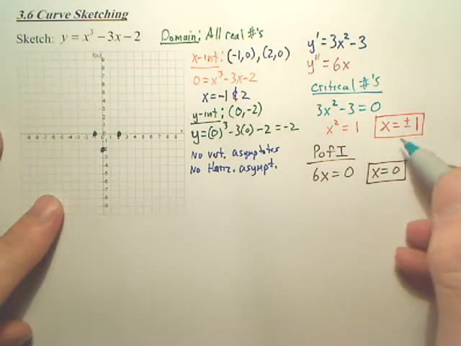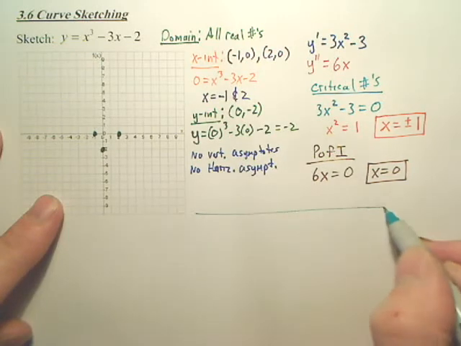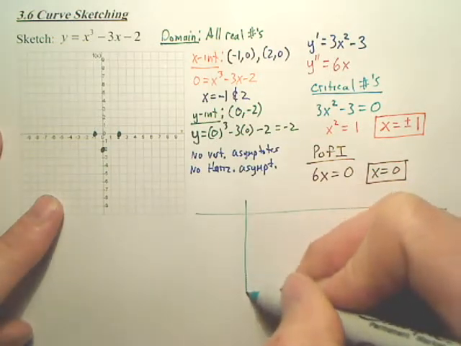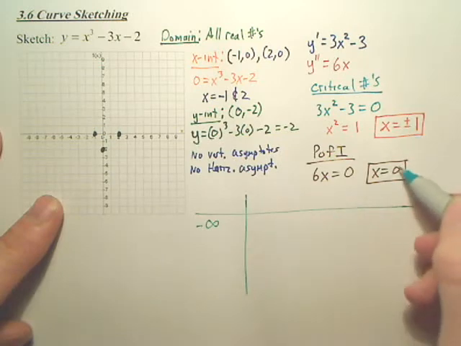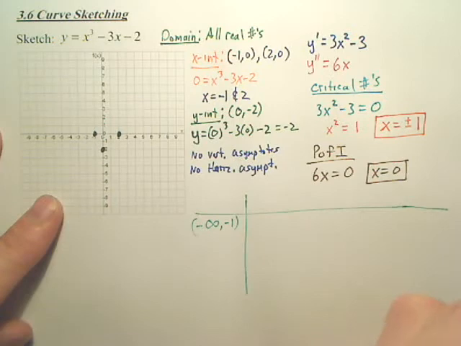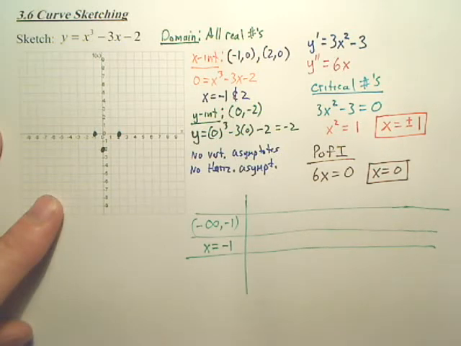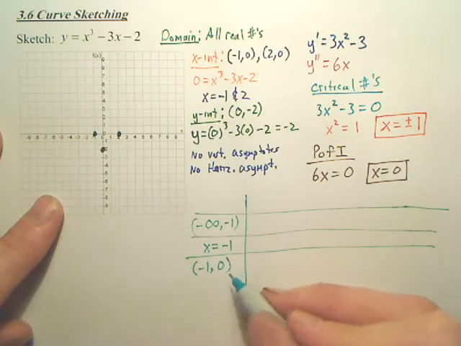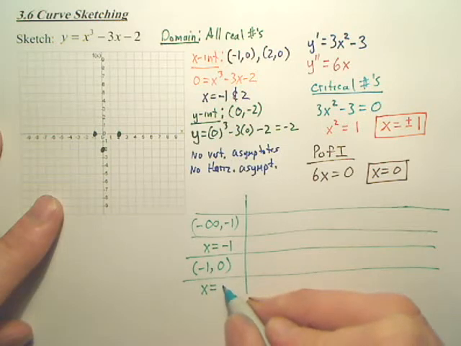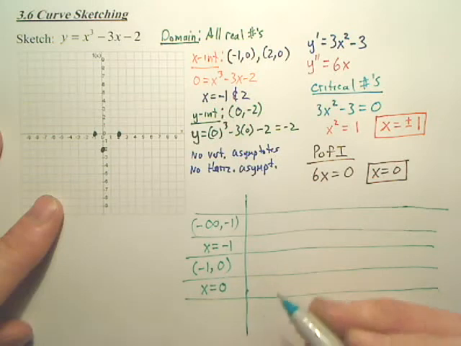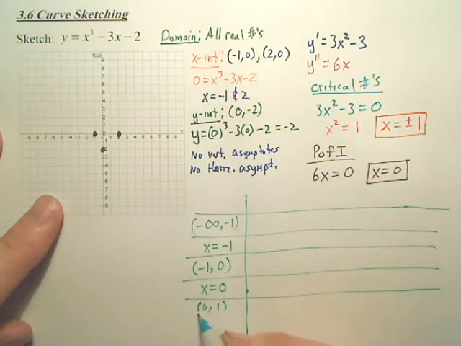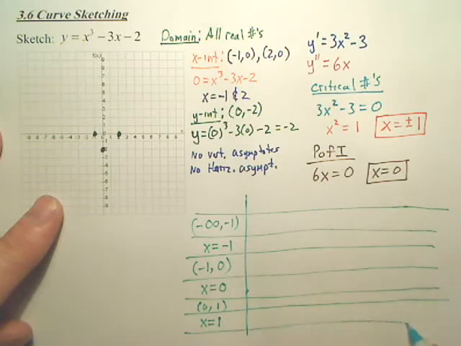Here's how our table works. Using these critical values, we're going to make a table. We're going to start off going from negative infinity. And what's our first important point? Negative 1. Then what's different is we're actually going to plug in negative 1. There's an importance behind that for this kind of table. And then we go from negative 1 to what? What's our next important point? 0. And then we have x equals 0. And then we have from 0 to 1. And then we have x equals 1. And then we have from 1 to infinity.